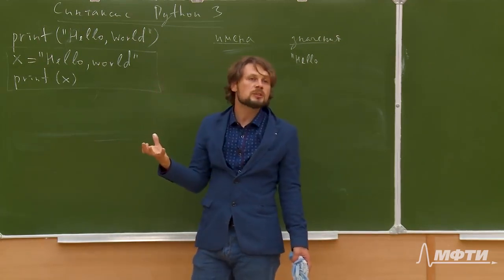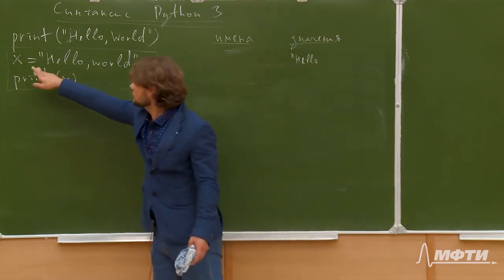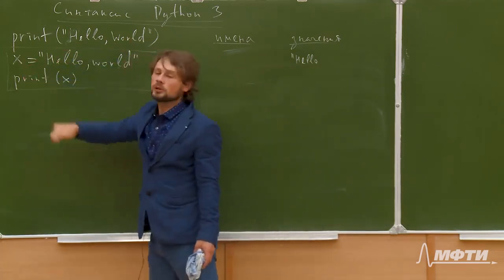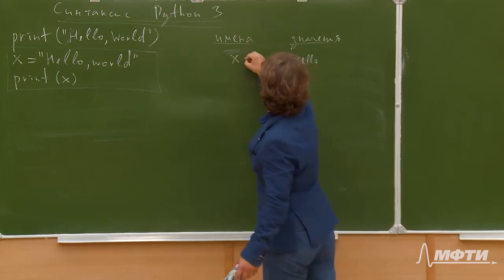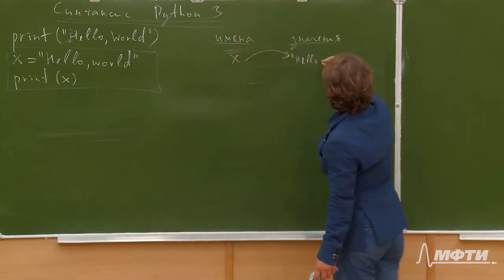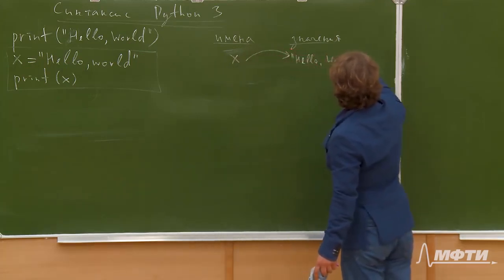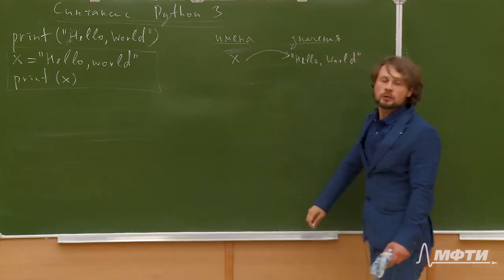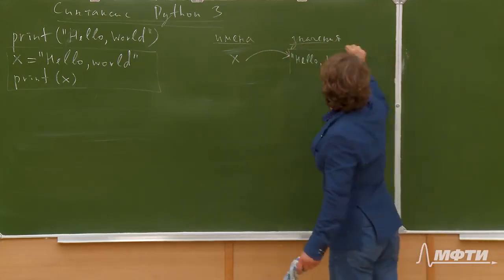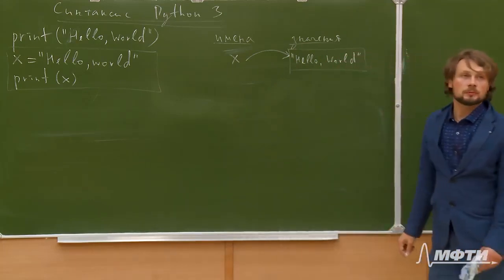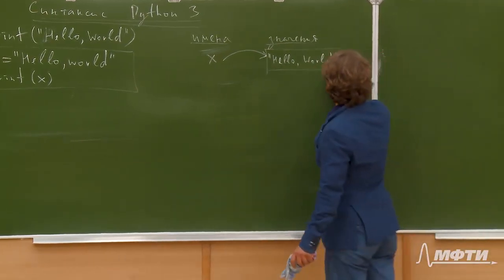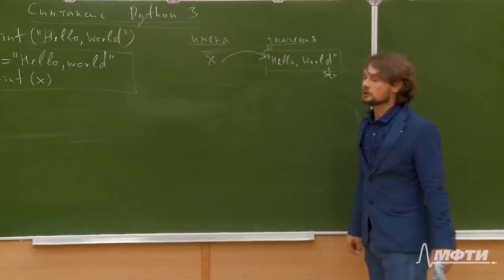Yes, but it's just not named. And now I created a name for it, and I got the name X, which refers to Hello World. This is a string object, or a string value, and it has a type. The type is str. How do I find out its type?